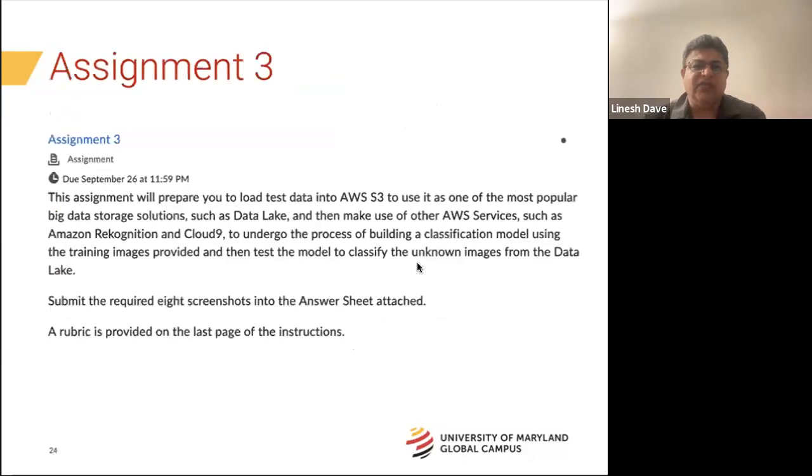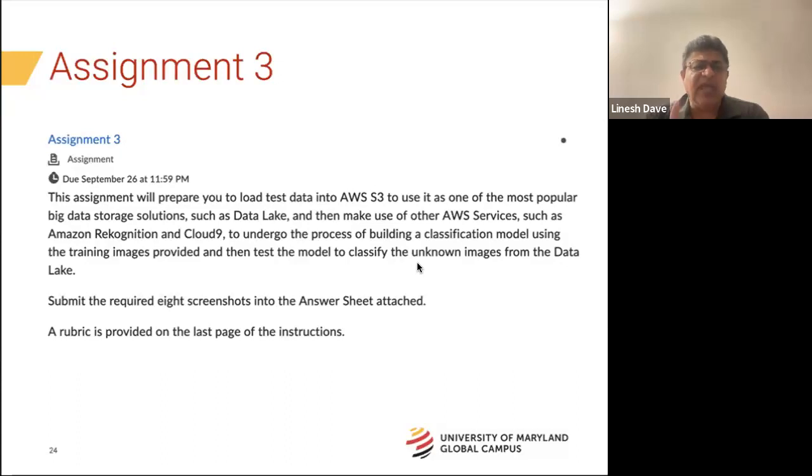With that, we'll get into talking about assignment 3. This assignment is about loading your data into AWS S3, which will be used as a data lake, and then making use of other AWS services such as Amazon Rekognition, which you just played with in the tutorial, and using Cloud9, which is a development environment, to build a classification model using the training images, and then test the model to classify the unknown images.